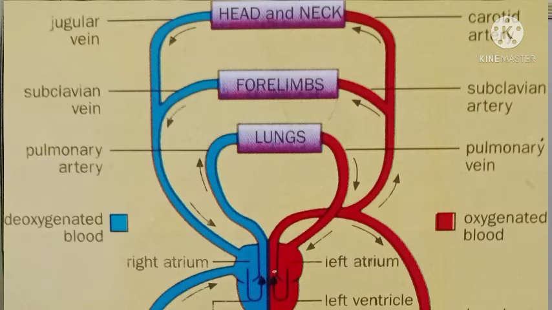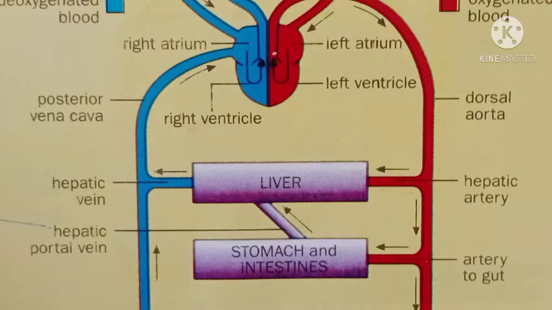Then we have already discussed the pulmonary artery, which transports the blood to the lungs, and from the pulmonary vein the blood comes back to the heart. Then in the lower region the dorsal aorta comes, and there is the hepatic artery which transports the blood to the liver, and the hepatic vein which transfers the blood back to the heart.